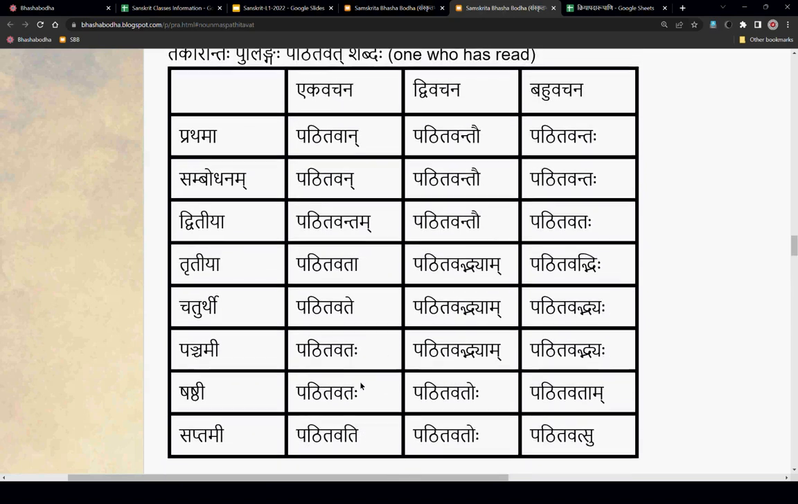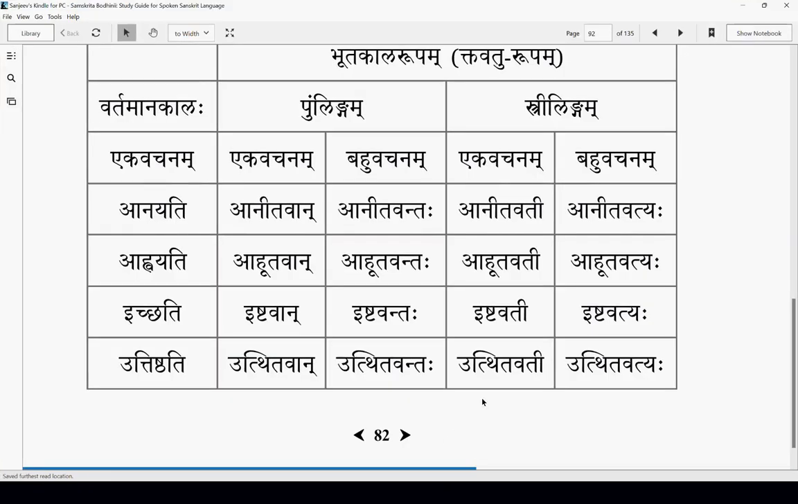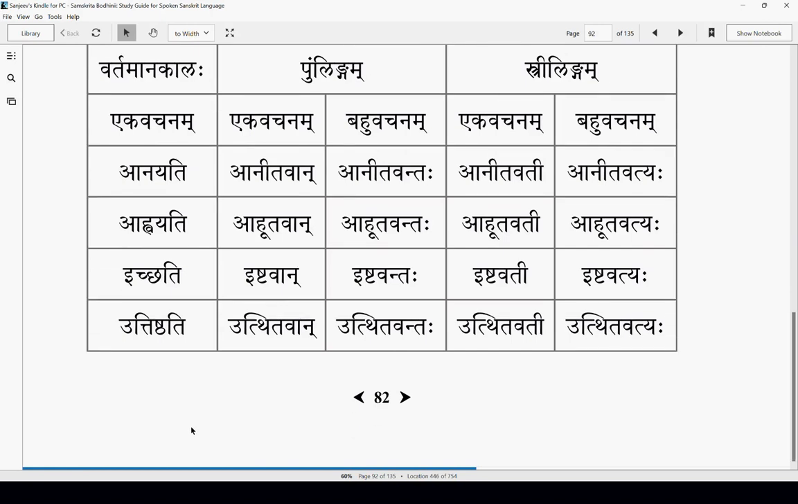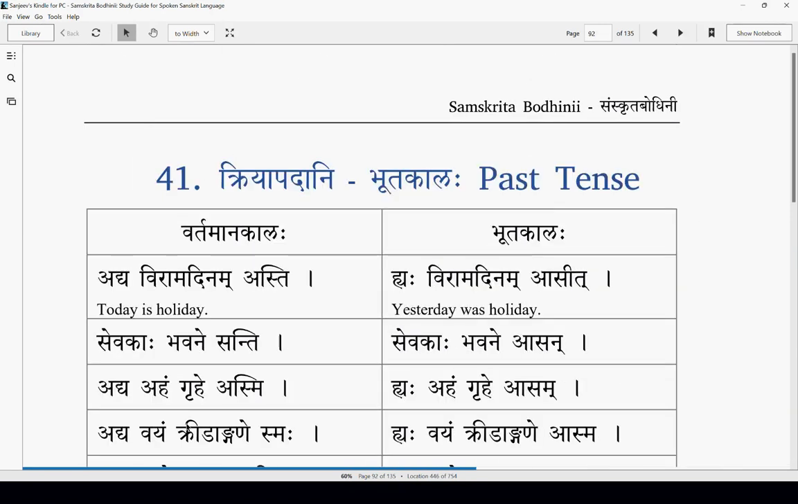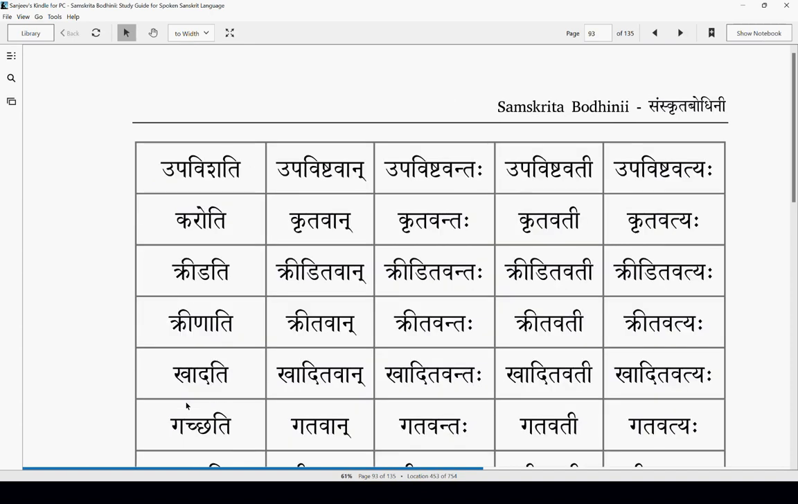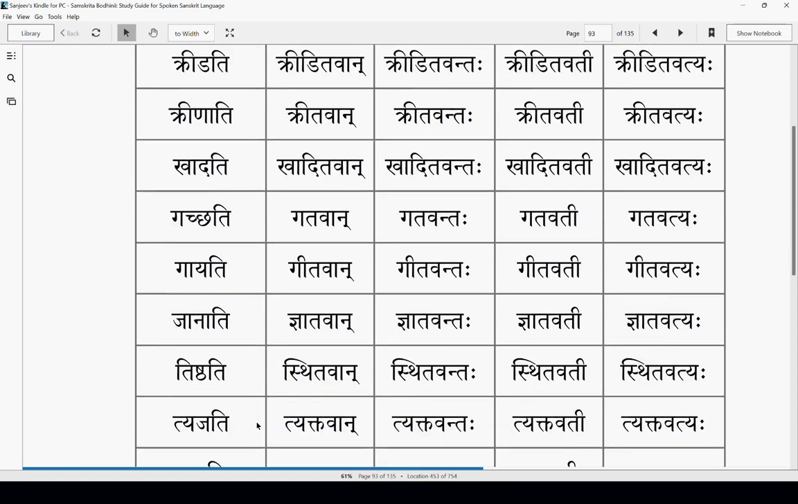Similarly, we can use Bahuvachanam in different Vibhaktis also. But in this case, if you put this Patitavan in the sentence, you can effectively use it as a past tense, like Saha Balaka Pustakam Patitavan. So he read the book. Other examples are here: Katavantah, etc.